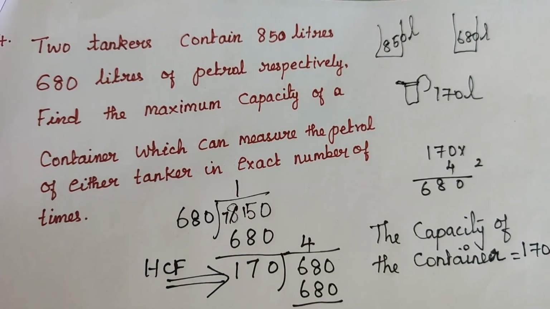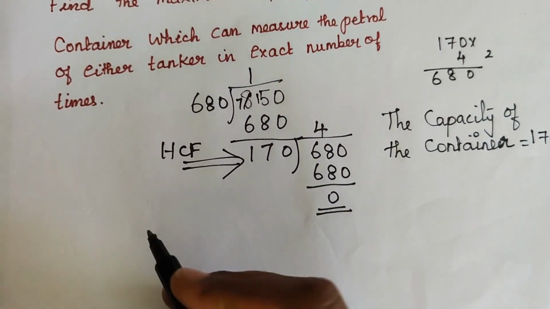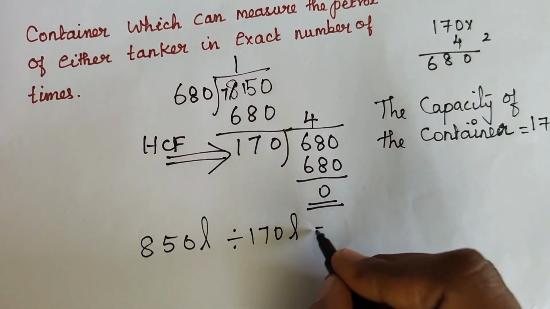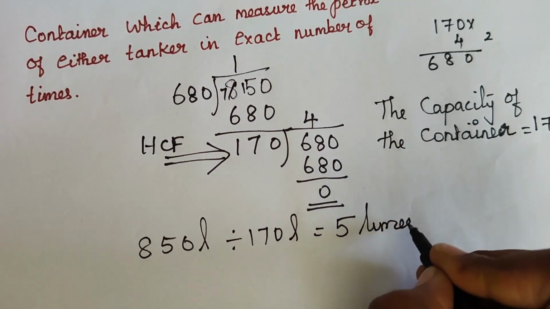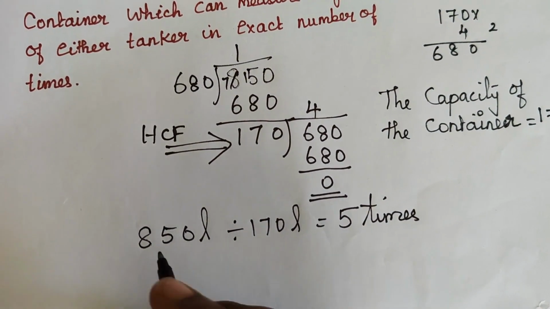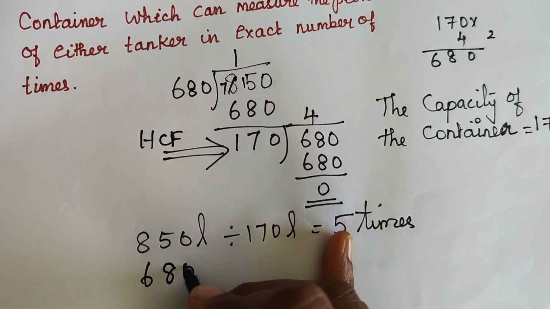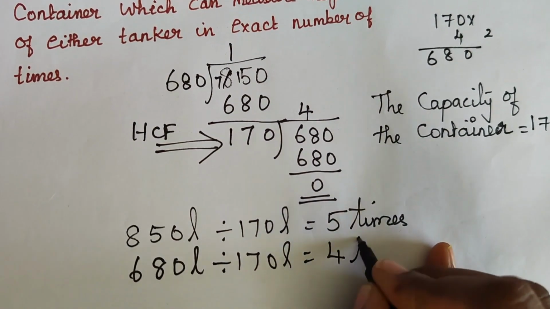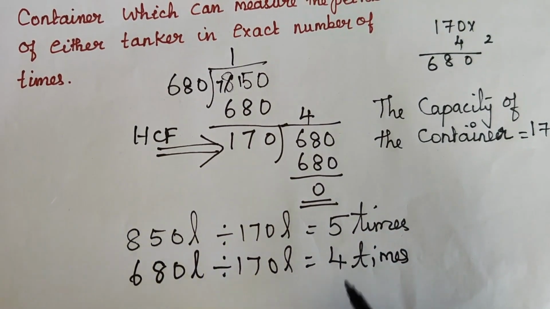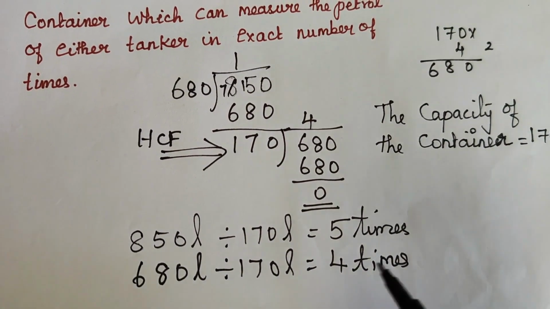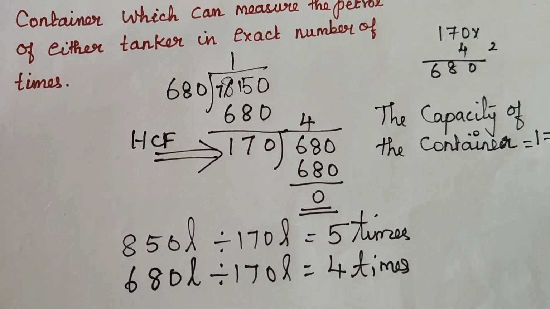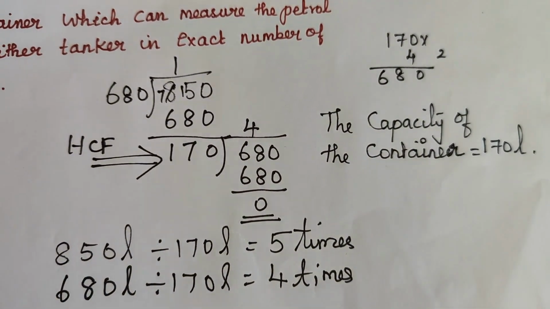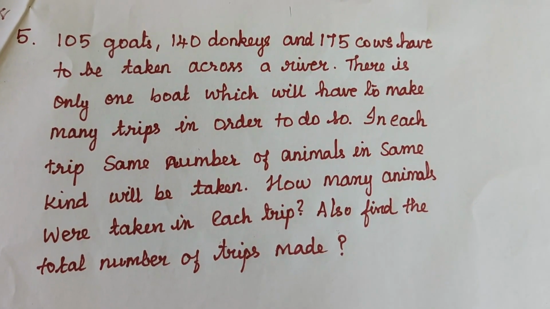Now apart from the question, to make you understand, I'll show you: total 850 liters divided by 170 liters, you will get 5 times. So this container measures 850 liters 5 times, and another big container is 680 liters divided by 170 liters, you will get 4 times. So in both the cases, this small container measures exact number of times. Okay, so the answer of that small container is 170 liters.